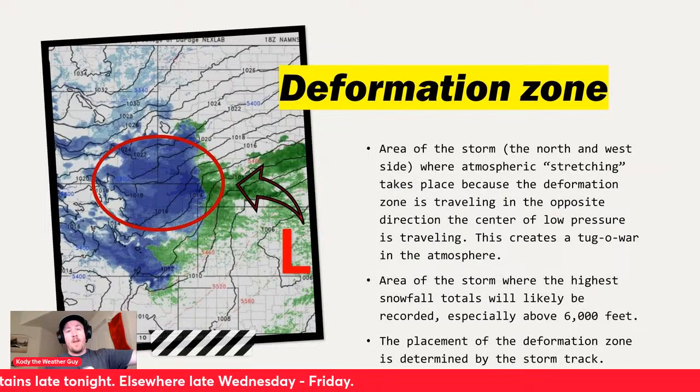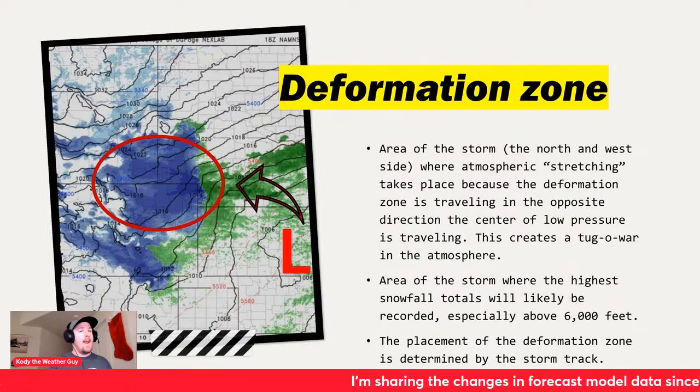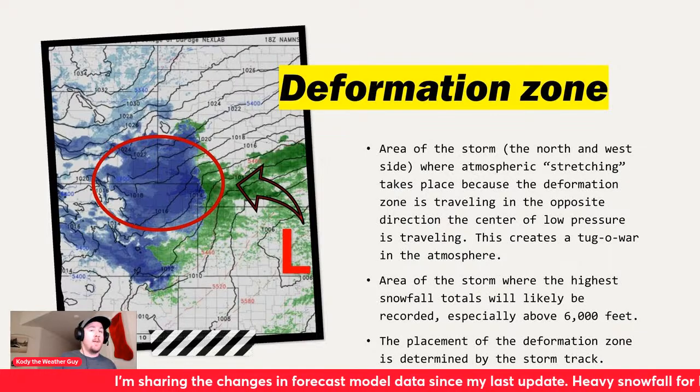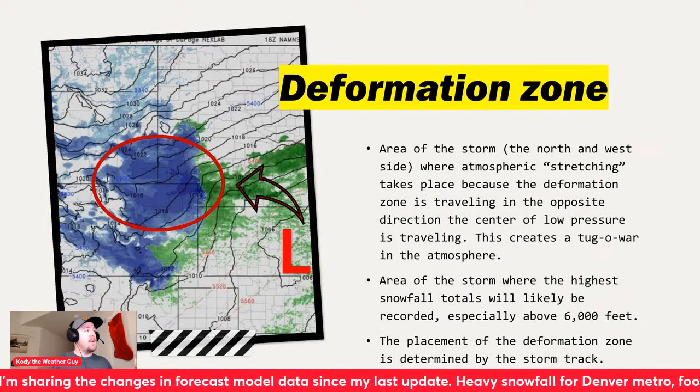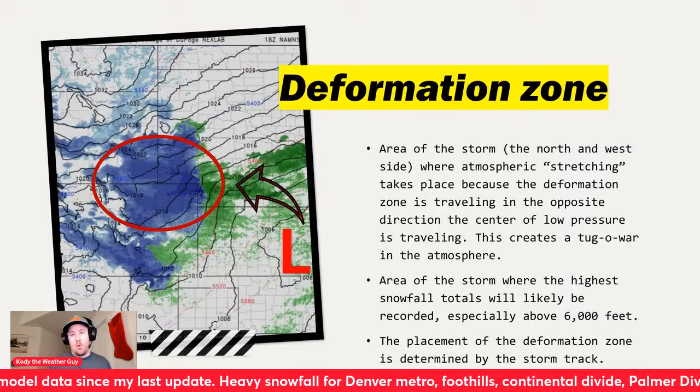That is called the deformation zone, and it essentially causes atmospheric stretching, and it's kind of like wringing out a sponge. So we get enhanced precipitation rates underneath the deformation zone wherever it sets up, and wherever the deformation zone sets up is determined purely on storm track.